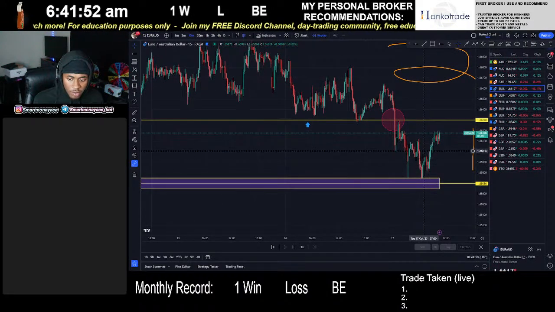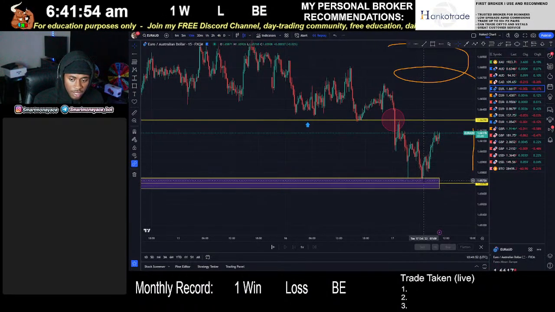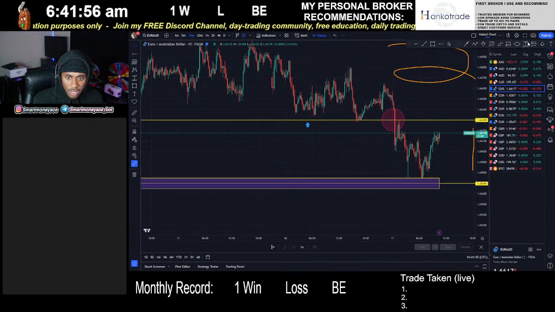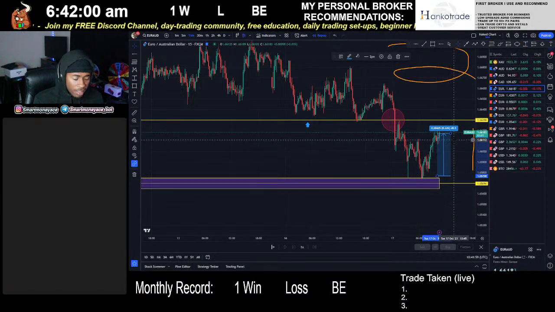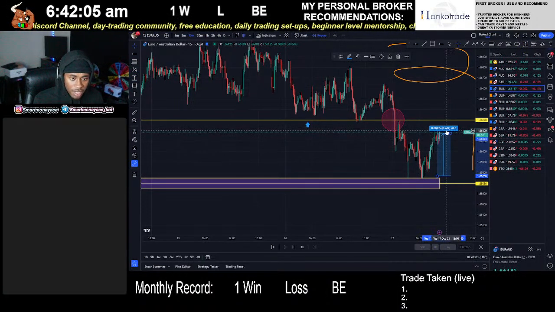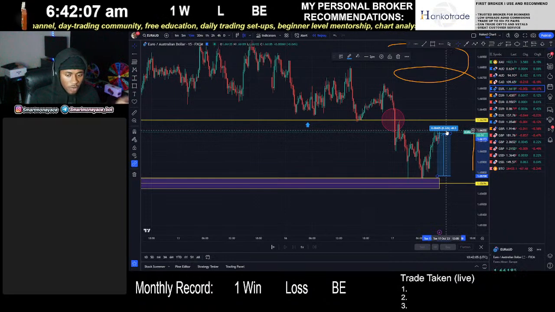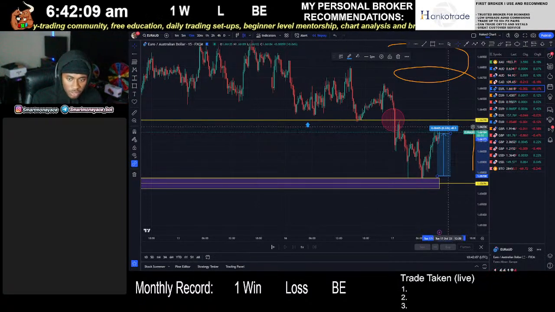And then notice how it rejects off that newly formed support and it comes back up, and you would have caught a good amount of pips. So this probably would have got you into profit. But again, if I can identify some sort of move in the market and I understand why it happened and I missed the trade, that's perfectly fine. There's going to be setups like this over and over again.